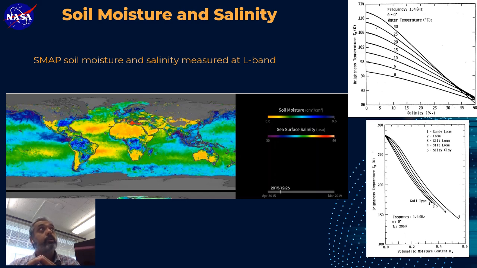In this case, currently we have two missions up there. The SMAP mission, which is Soil Moisture Active Passive, which is a NASA mission, and then an ESA mission called Soil Moisture Ocean Salinity, both of which are at L band that measure these things.